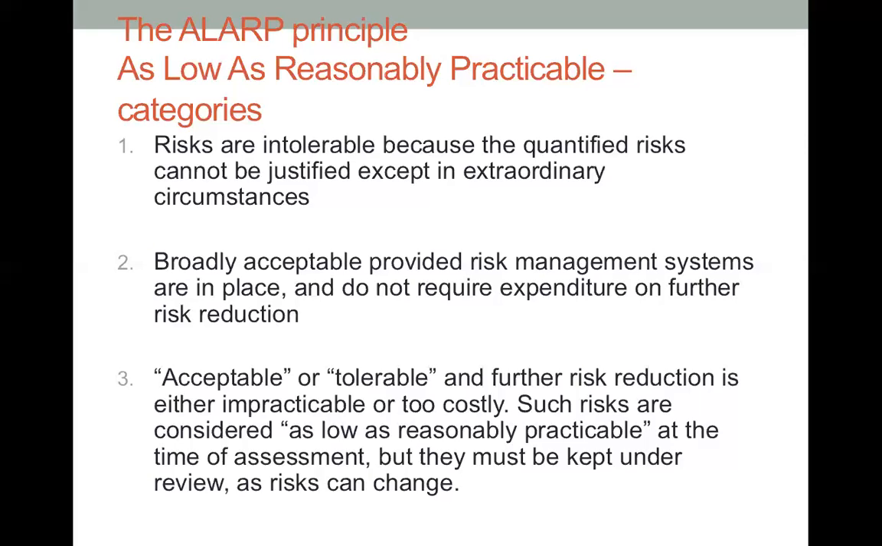The third is acceptable or tolerable, where further risk reduction is either impracticable or too costly. Okay, so either it is not practicable, or too costly. For instance, if we need to redesign the building to have a safer place, then it may not be practicable for us. So we need to think of another way to keep safety in our workplace, whilst not being too costly for us as well. So we've got to manage that in terms of acceptable or tolerable. Such risks are considered as low as reasonably practicable at the time of assessment, but they must be kept under review as risks can change.